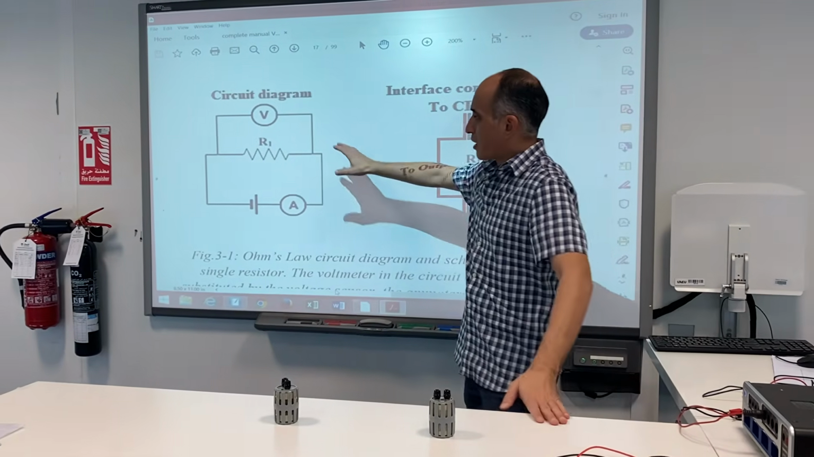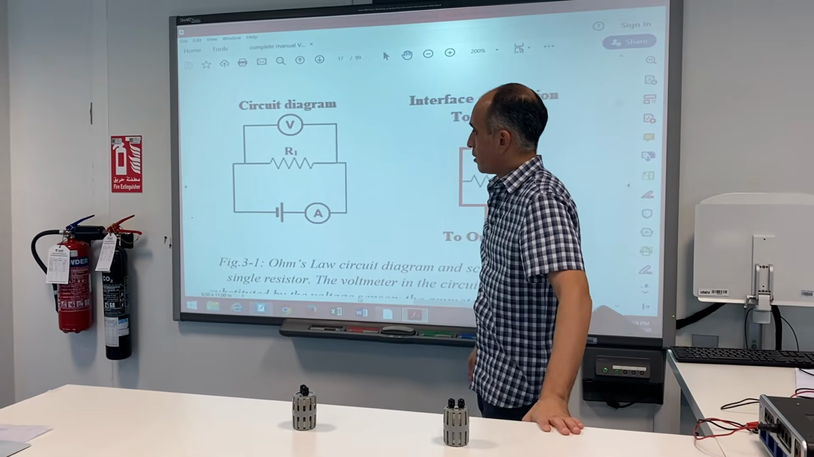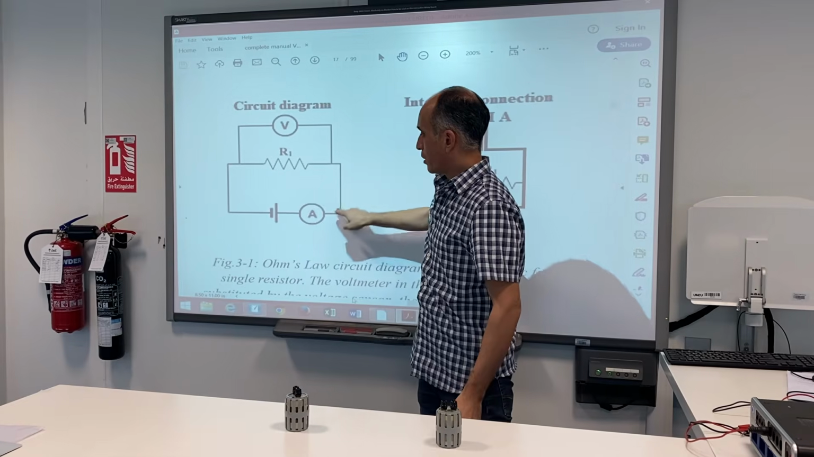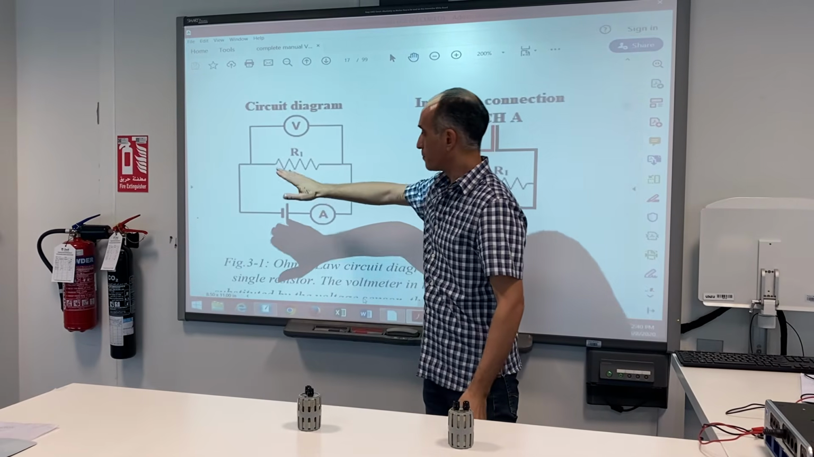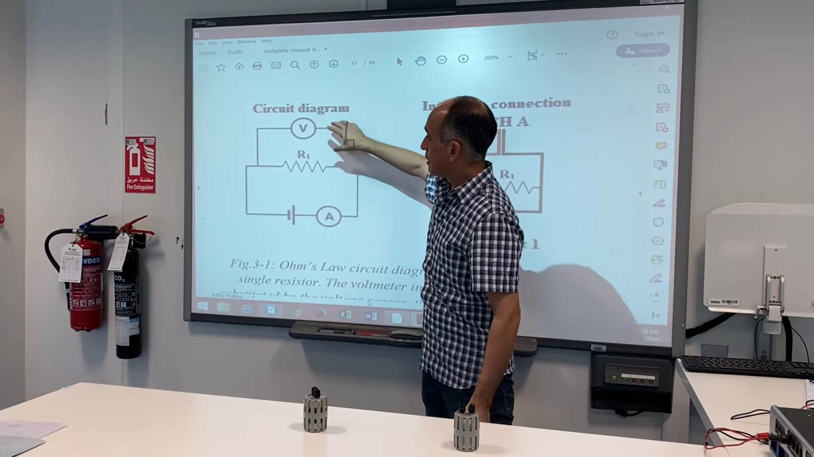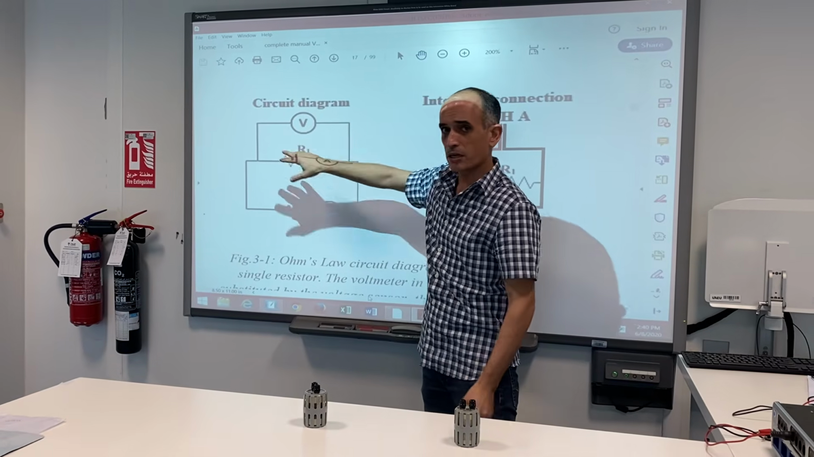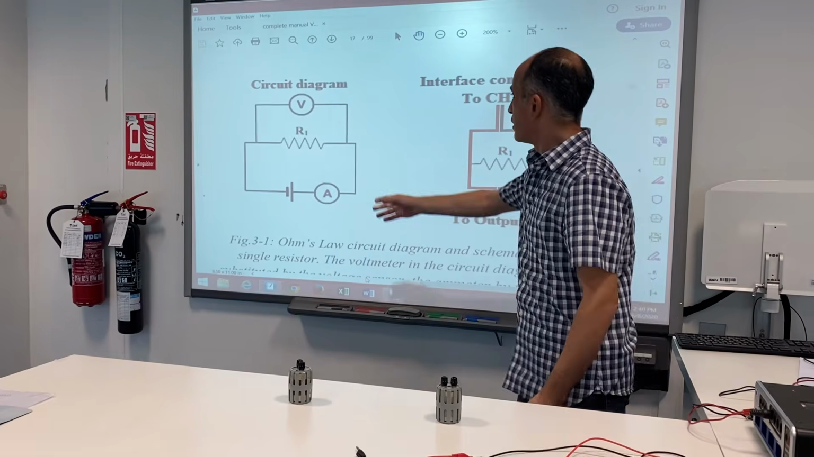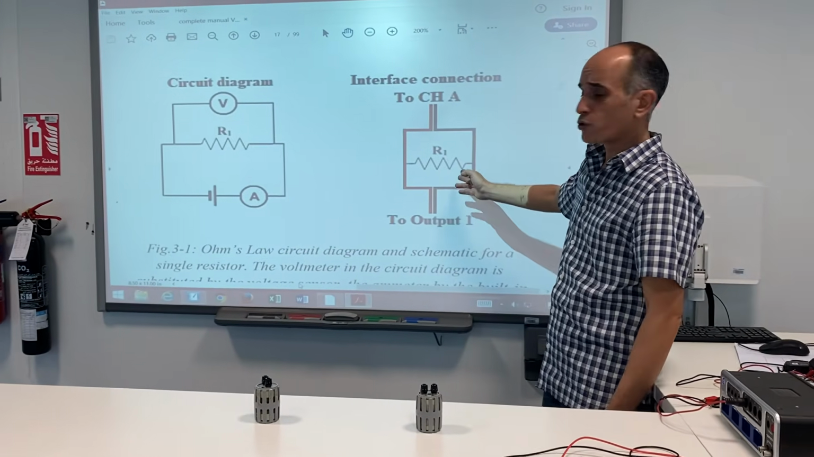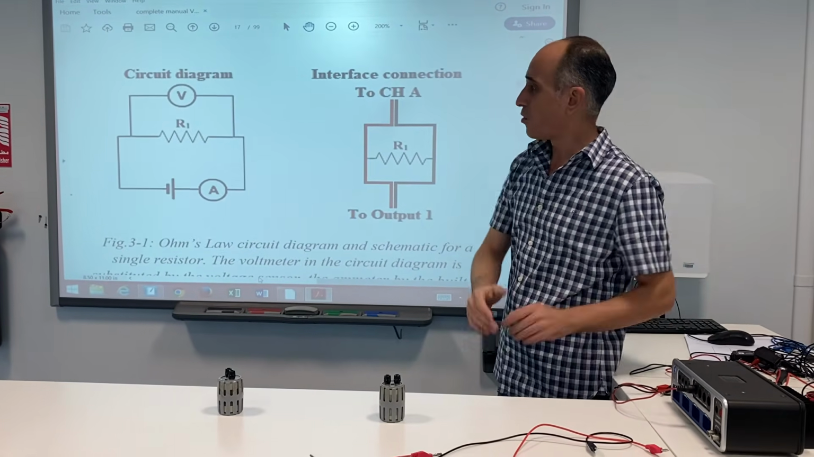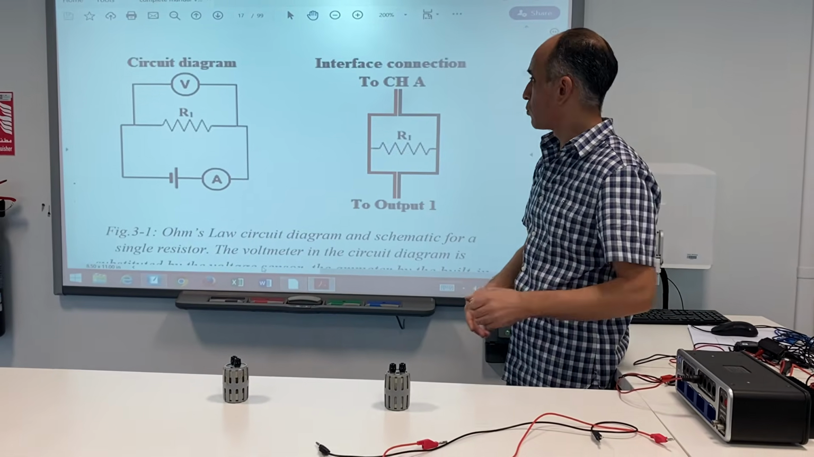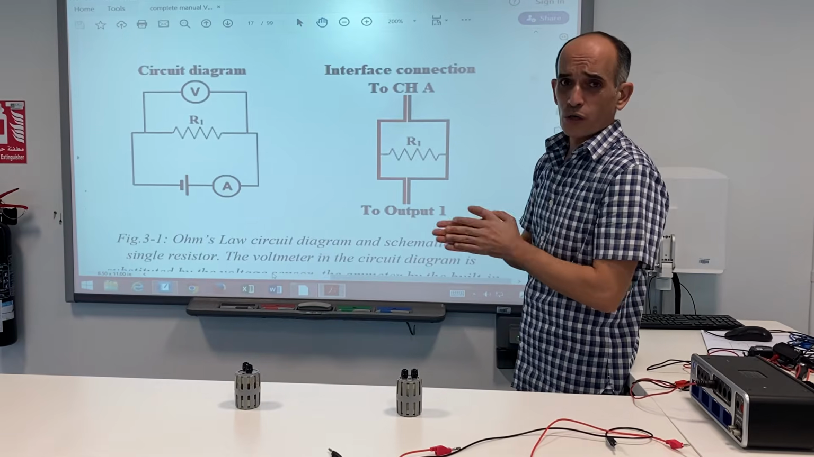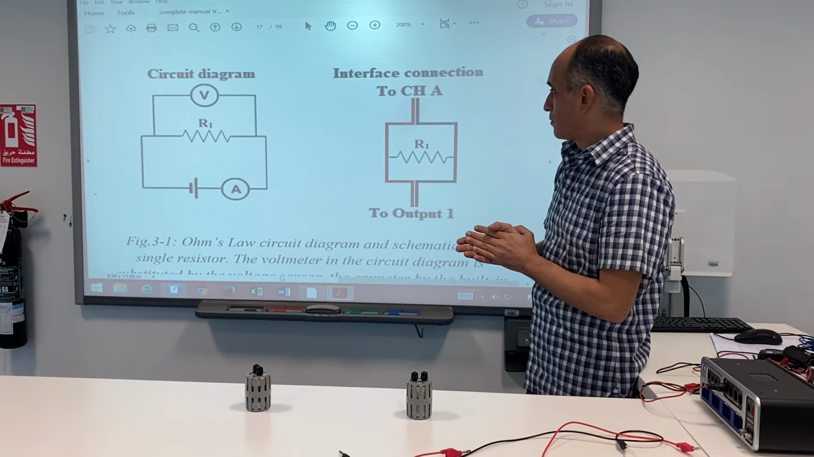So here is the circuit diagram that we will use to study Ohm's law. Now notice that we have a resistor connected in series with an ammeter, power supply, and then we have a voltmeter connected in parallel with the resistor to measure the voltage difference across the resistor itself. Now this is a schematic diagram that shows you how to connect this on the equipment that we have. Remember that we will use the interface as a power supply and also in order to measure voltage and current.